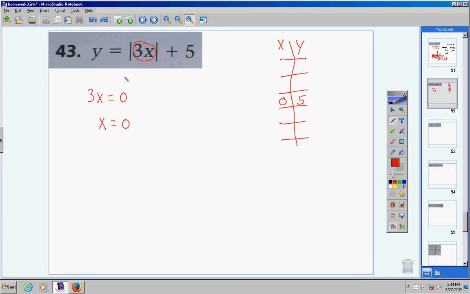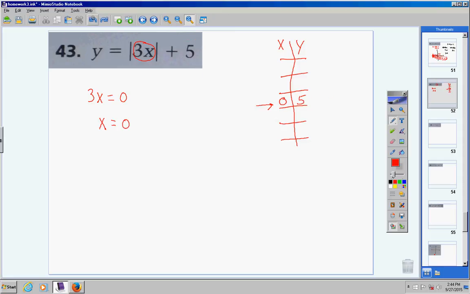Now, let's review. I took the inside of the absolute values, set it equal to 0, and solved. That gave me the x value of my vertex. How do I find the y value? Well, whatever number is being added or subtracted to the absolute value, that's going to be your y value. Now, some of them don't have a number here. In that case, then you put a 0 right here, okay, if there's no number here.